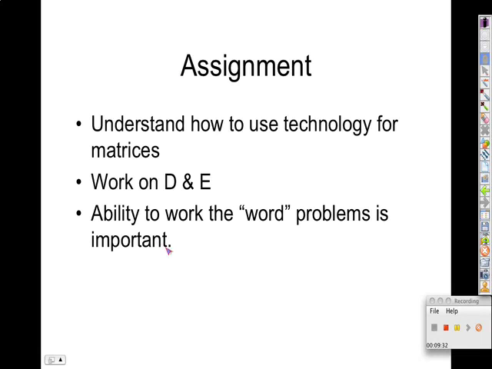Again, for your assignment, you need to understand how to use the technology, how to use your calculator, how to get this stuff in, because dealing with big matrices, it's a technology kind of thing. Work on these problems, pay attention to setting up these word problems, and being able to use matrices to solve these big systems of equations.